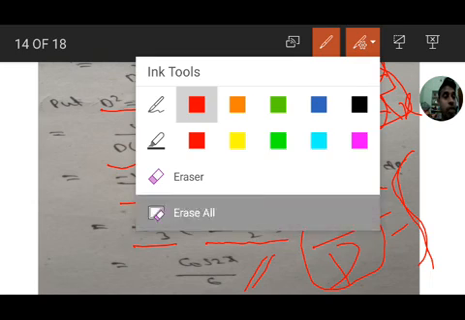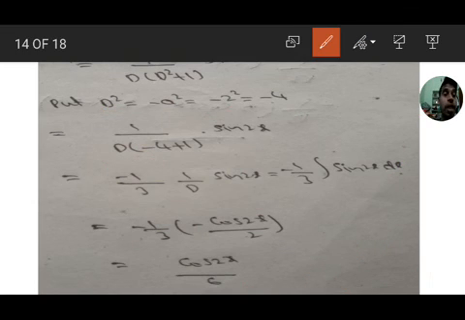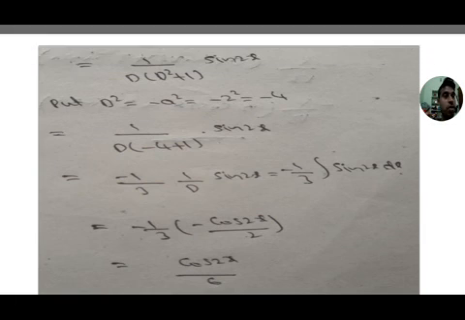Here we got only a single d. Single d means 1 by d. 1 by d means the reciprocal of d. The reciprocal of d means the reciprocal of derivative, and the inverse of derivative means it is integration. Okay, let us see one more time.